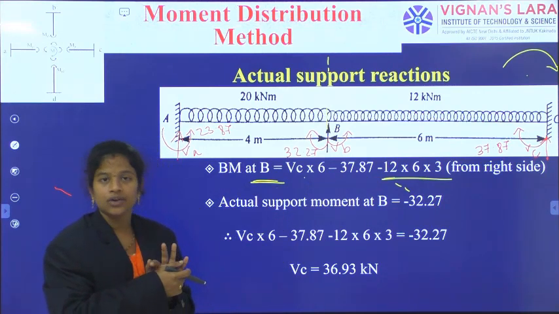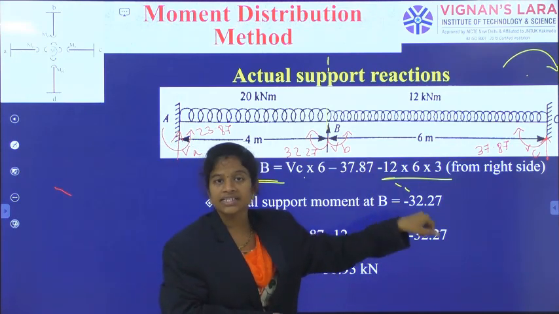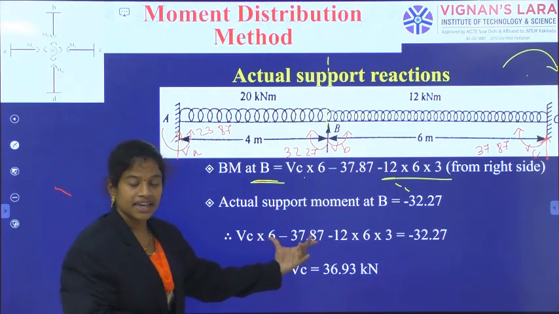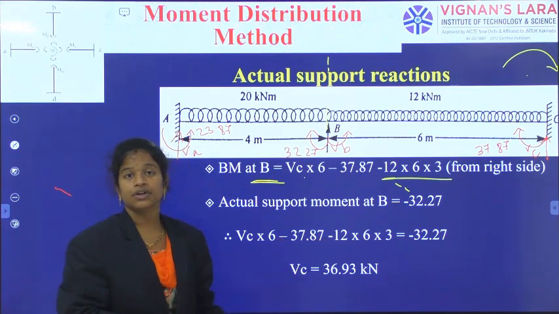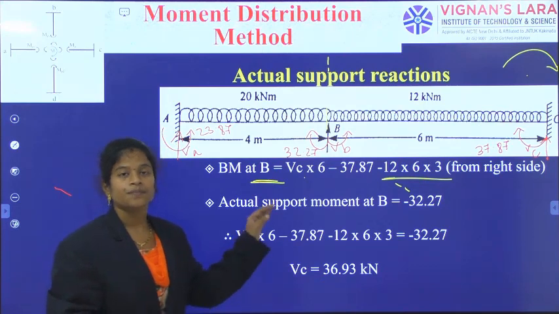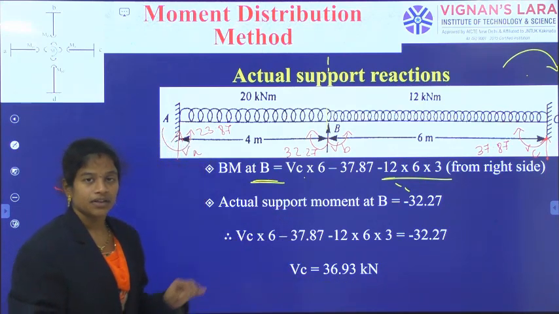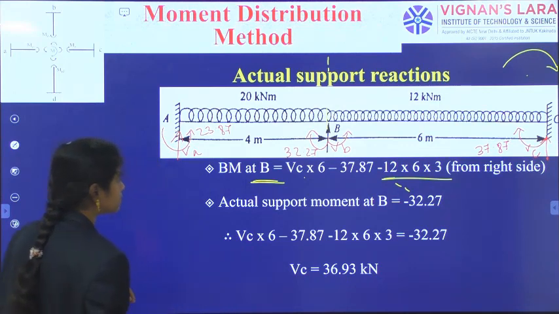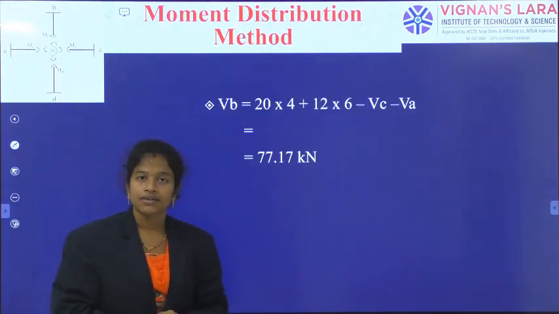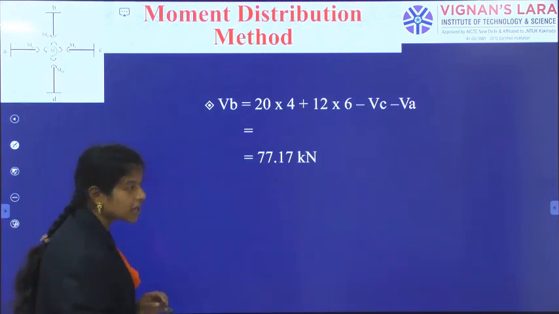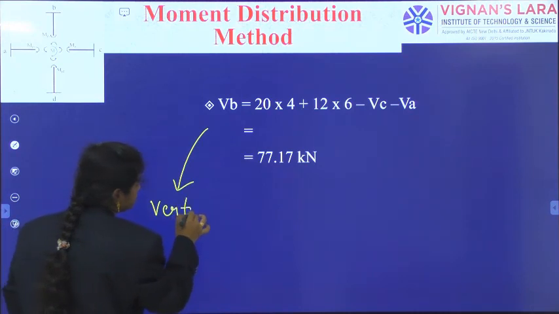But actually, we know bending moment at B is 32.27 hogging in nature. That's why minus 32.27. And equating these two, we have got the answer as VC is equal to 36.93. So, this is the calculation for the support reaction at C. Now, finally, when you give the answer for the VB, what we have done? Again, we have used the vertical equilibrium equation.